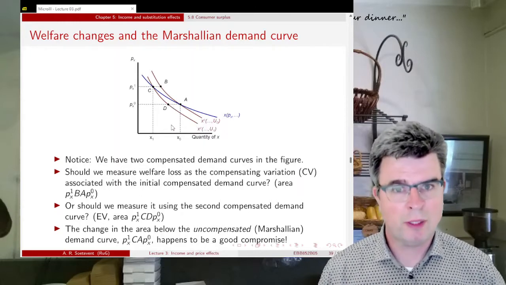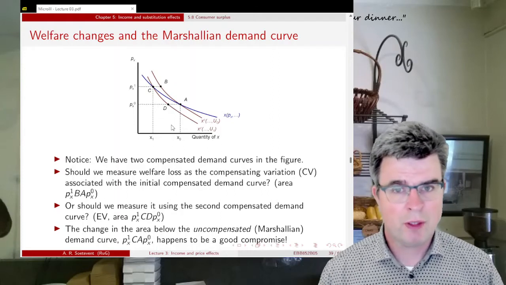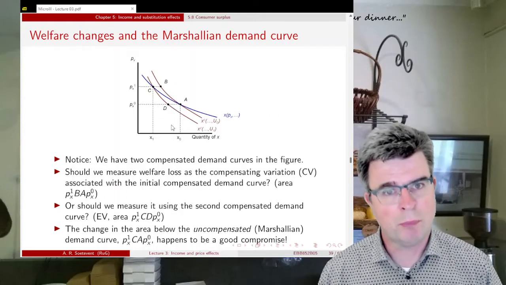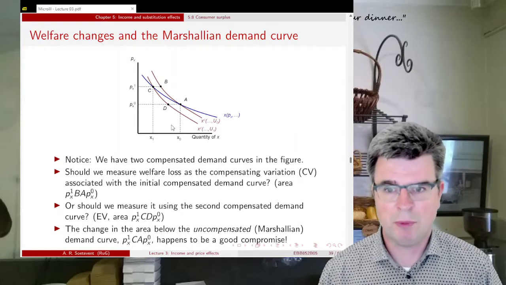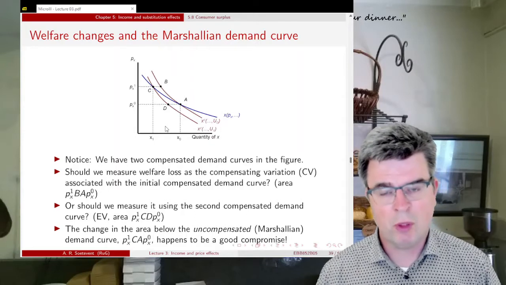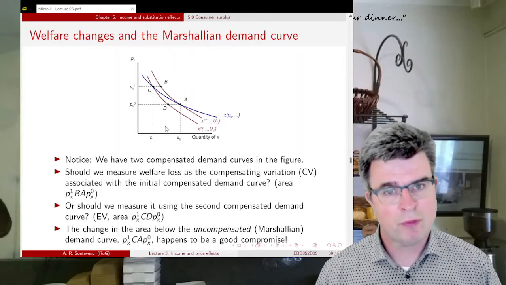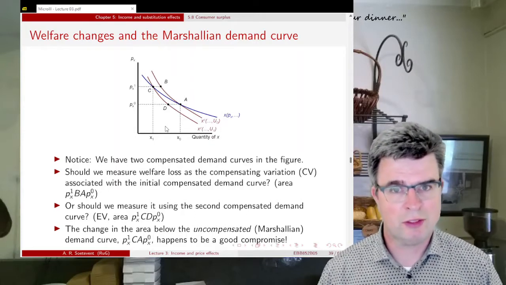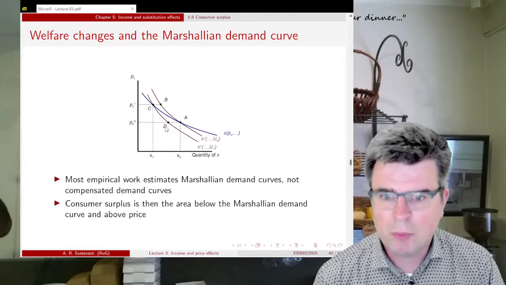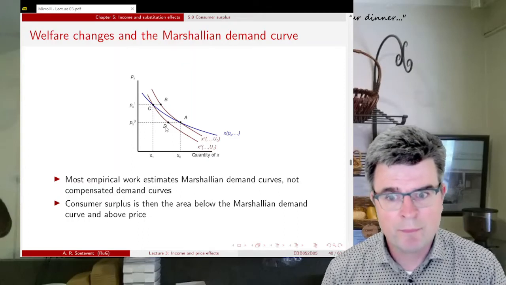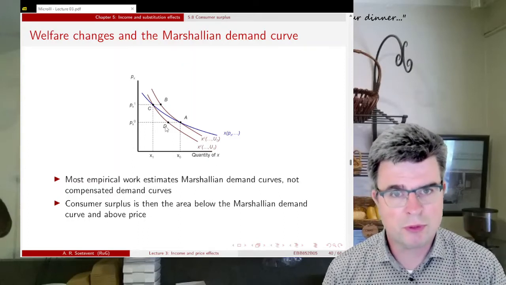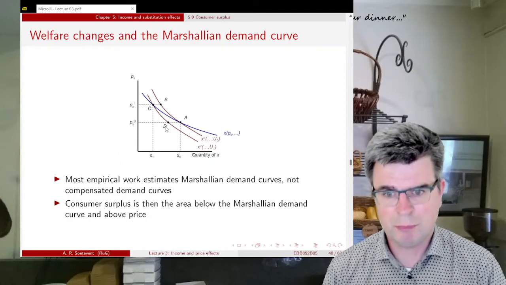If we use that, we get a welfare loss that is just somewhere in the middle of the welfare losses that we would compute if we would use the compensated demand curves. So that's one reason to use the uncompensated demand curve for your welfare loss calculations instead of the compensated curves. And indeed, if you look at the empirical work, most of the empirical work estimates uncompensated demand curves and uses that to compute the consumer surplus.